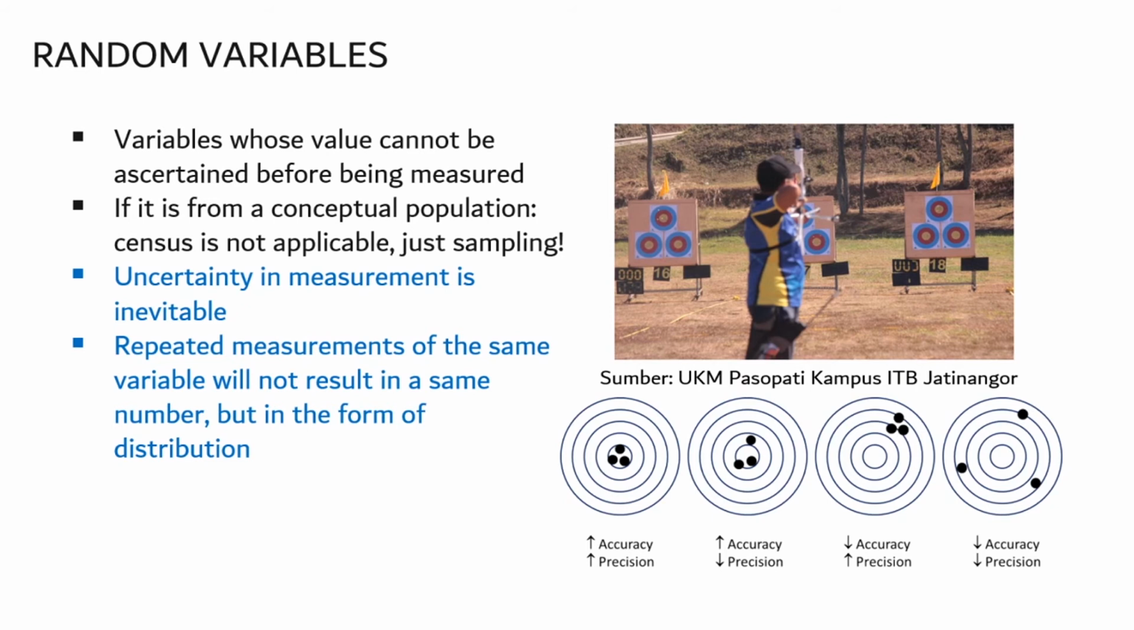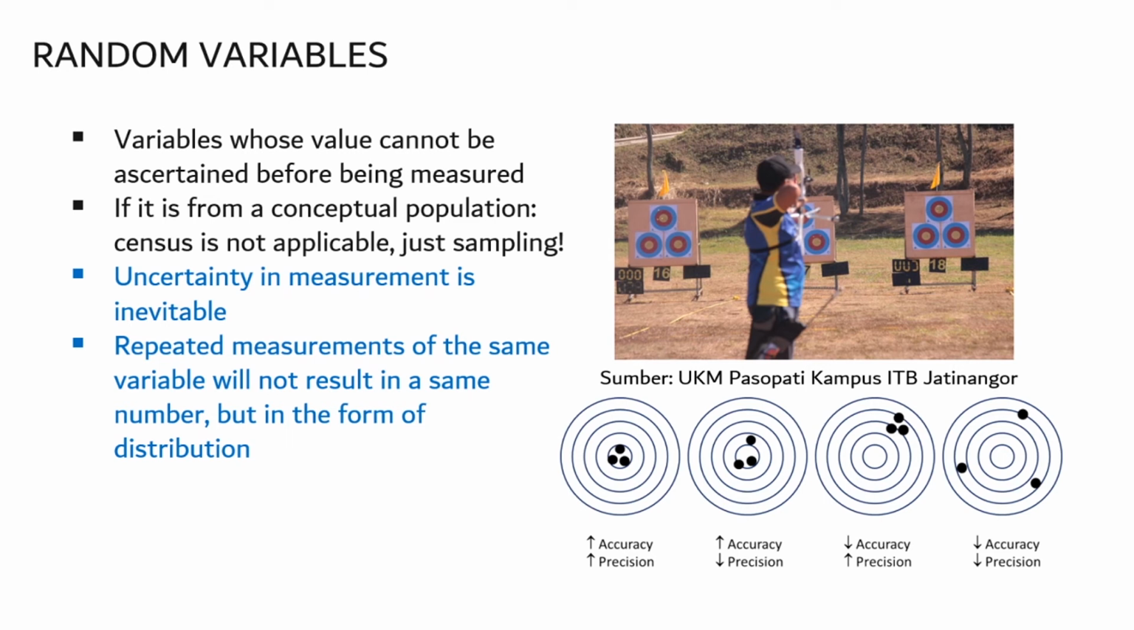In measuring members of the population, we will get a random variable, which is a quantity whose value cannot be ascertained until it is measured. For a conceptual population, because of the unlimited number of members, we can only do sampling. Because the value of a random variable cannot be ascertained before it is measured, every measurement always contains uncertainty. Quantity will result in a distribution of values.